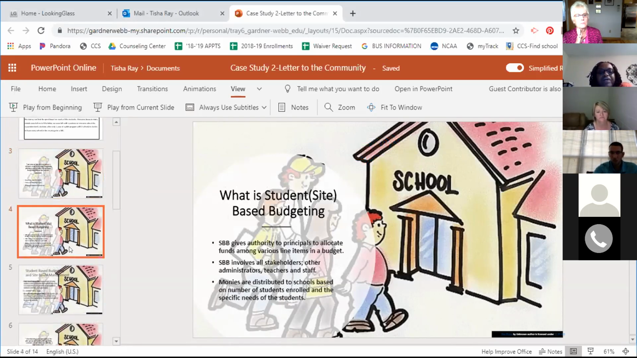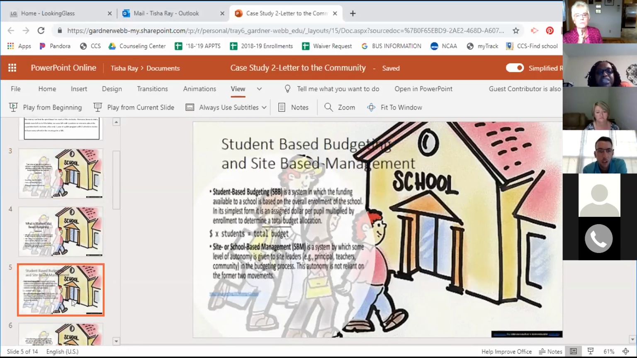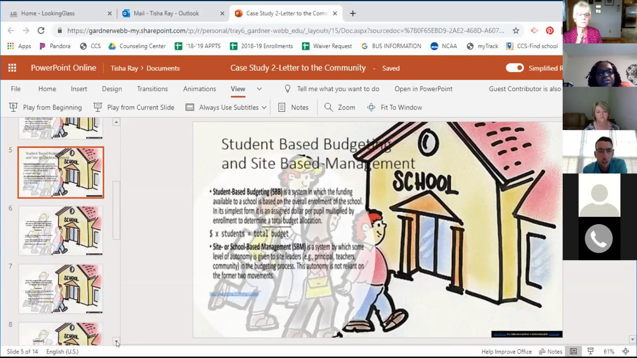We wanted to clarify what student or site-based budgeting was. It gives the authority to the principal to allocate funds among various line items in a budget. It involves all stakeholders, other administrators, teachers, and staff, and monies are distributed to school based on the number of students enrolled and the specific need of the students. One of the things we came into some concern about was in the book it had one thing, but in the letter it had another, and one was saying student-based budgeting and one was saying site-based management.